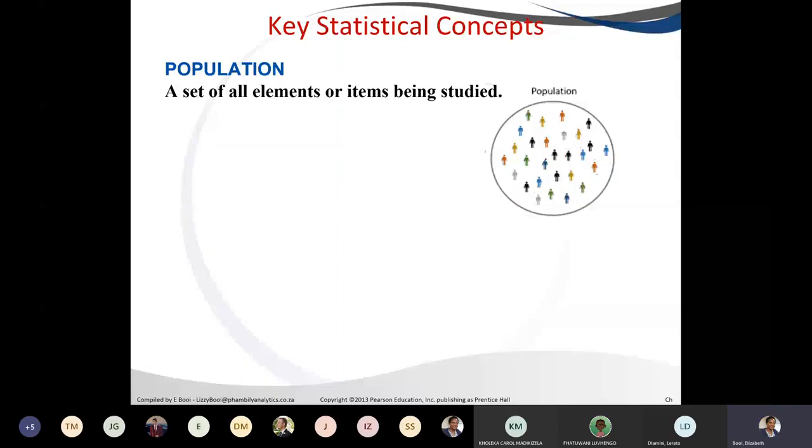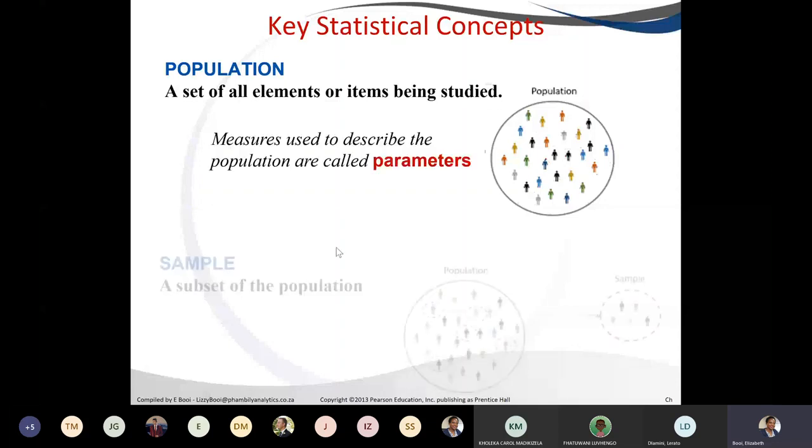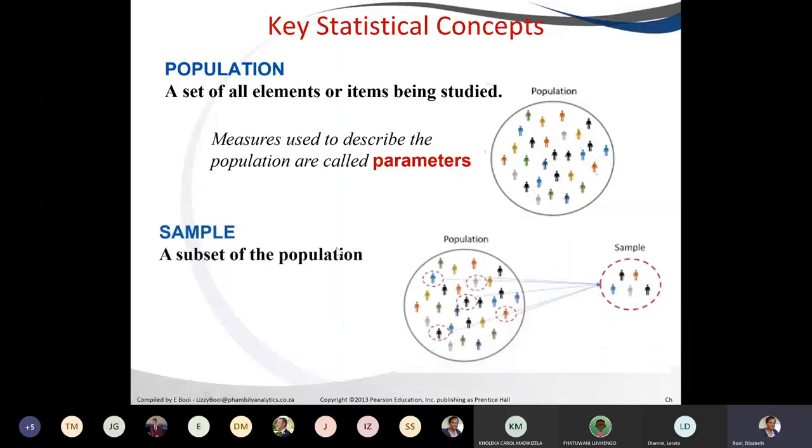And because I want to study what's happening in South Africa, but since it is so huge and it's very expensive to study the whole population, it is best to select a subset from the population. And that subset, we call it the sample.